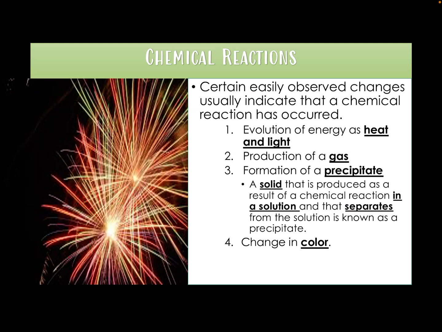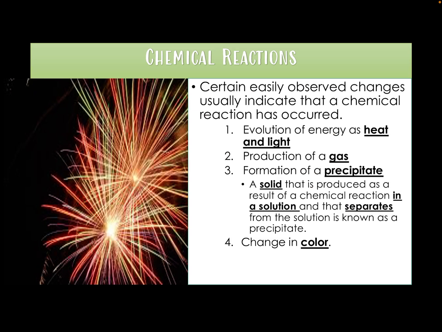Formation of a precipitate, that is a solid that is produced as a result of a chemical reaction in a solution. That will tell us if a reaction has occurred. So what happens with a precipitate is you have two liquids, you have two solutions, and when you mix those two solutions, it forms a solid. Now, it can either form a solid such as a gel, or it can form a solid in the solution, which makes that solution opaque, meaning you can't see through it, kind of like milk.